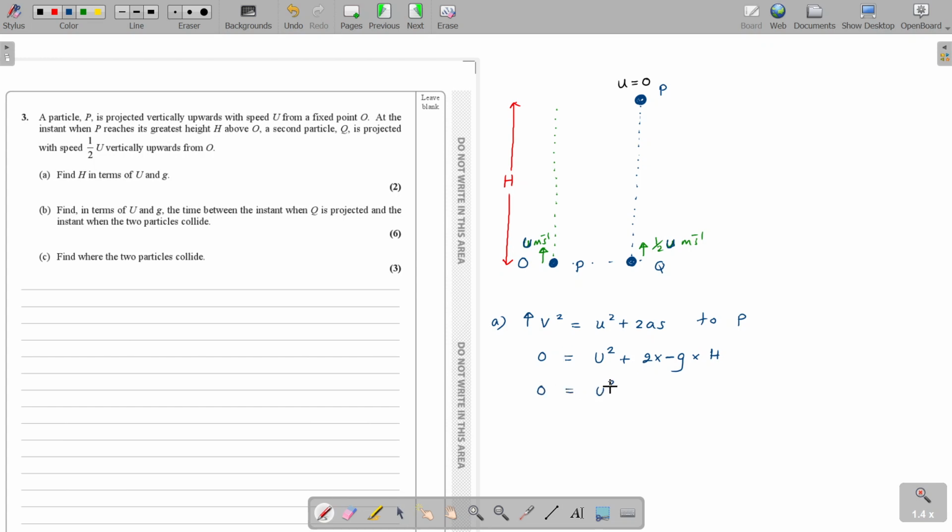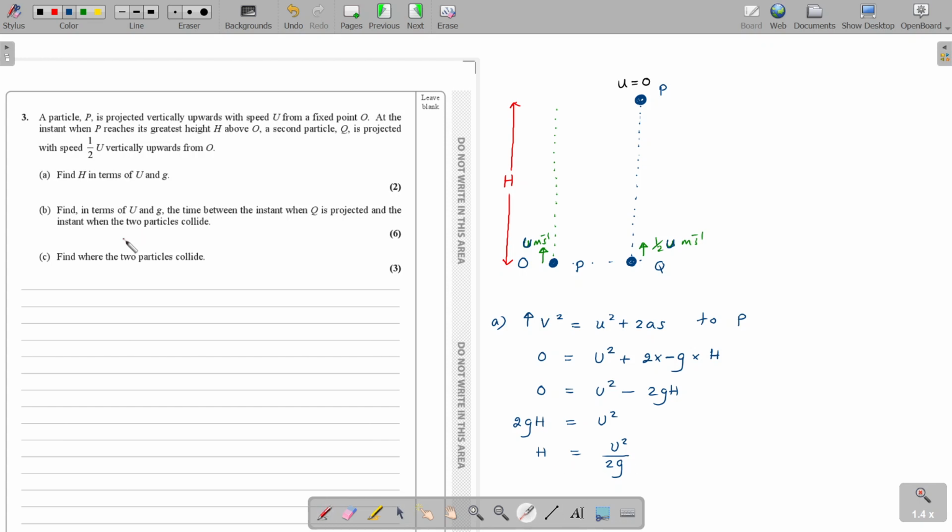So 0 equals u square minus 2gH. Do you agree with me? We are supposed to get H in terms of u and g. So I get 2g capital H equals u square, so capital H equals u square over 2g. Is that okay? So this is the answer for part A.